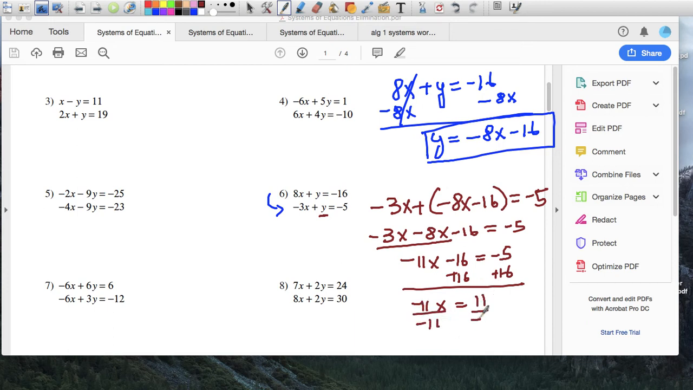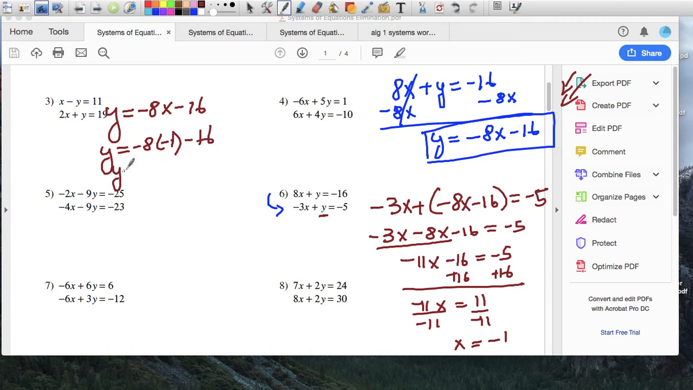Divide by -11, divide by -11, and I get x equals -1. So I have x equals -1. I can go back to this equation right here, and I can find what y is now that I have x. So I have y equals -8x minus 16. I'm going to replace that x with -1. So I get y equals -8 times -1 minus 16. Y equals +8 minus 16. Oops, 8 minus 16 is -8.